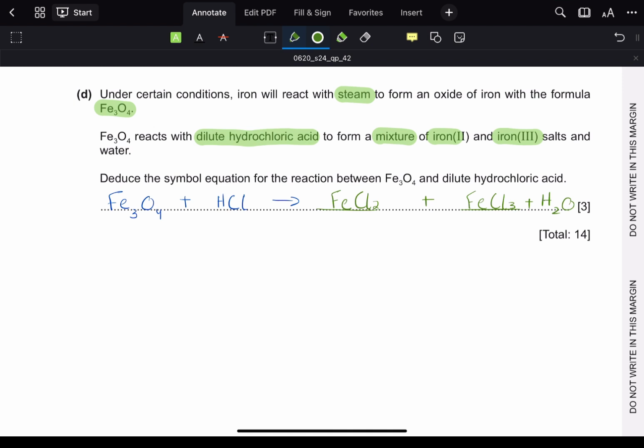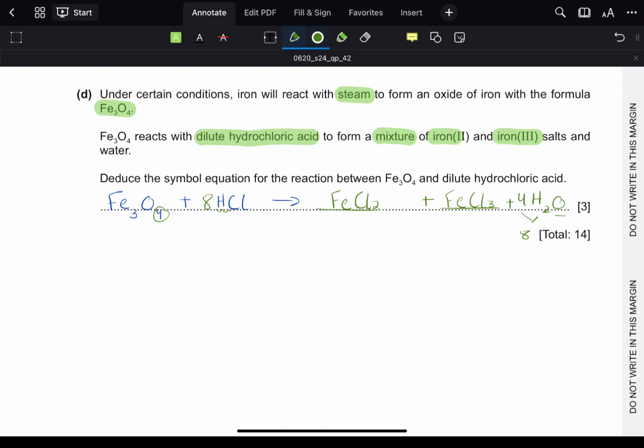I'll start with oxygen. On the left-hand side, we have 4 oxygens, while on the right-hand side, we have 1. So I can put a big 4 here. Now let's balance the hydrogens. On the left-hand side, we only have 1. On the right-hand side, we have 4 times 2, which is 8. So we can put a big 8 here on the left-hand side.